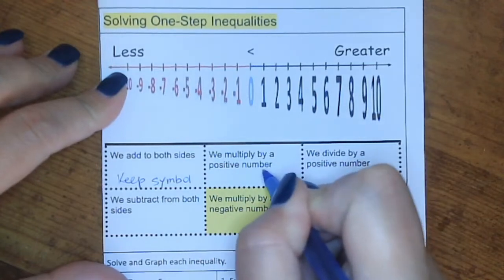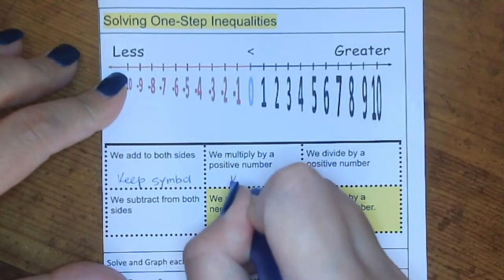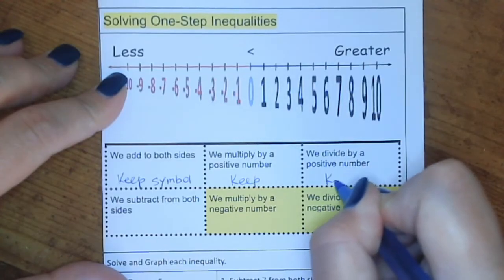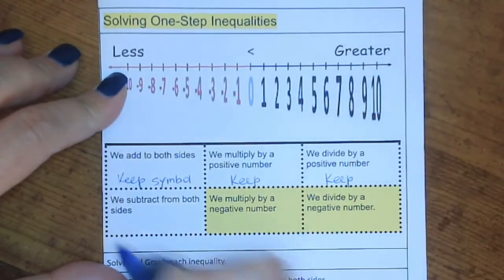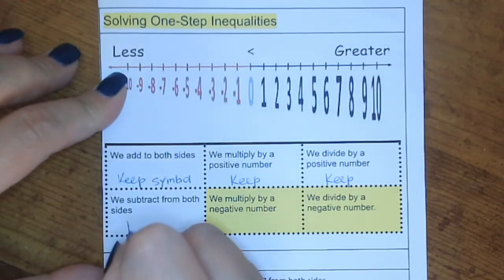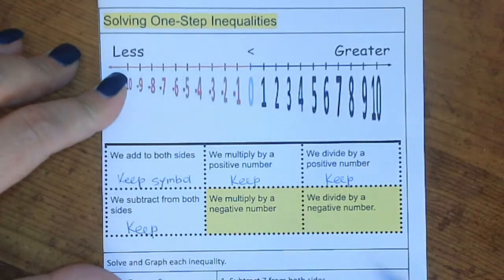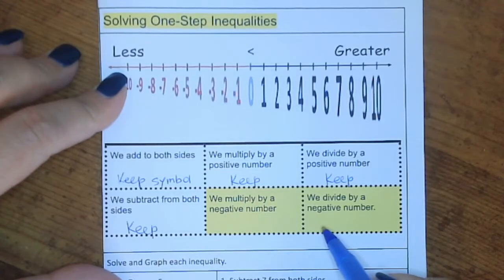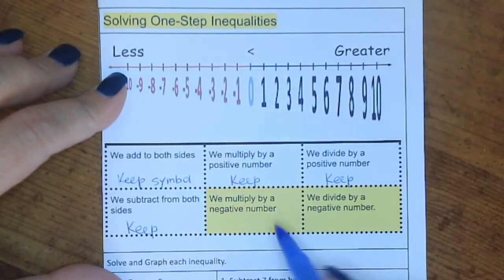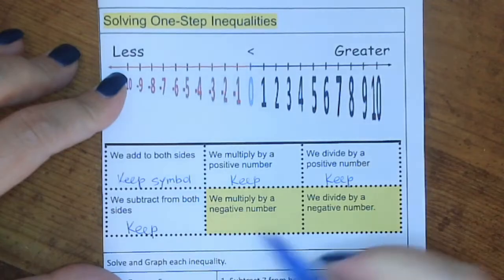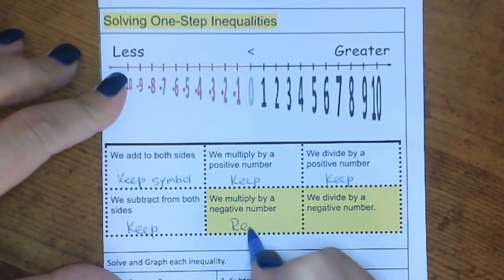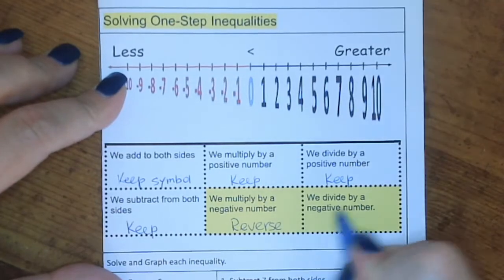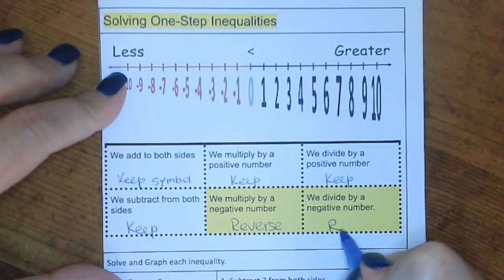When we multiply by a positive number, we keep the symbol. When we divide by a positive number, we keep the symbol. When we subtract the number from both sides, we keep the inequality symbol. And the two situations when we reverse the inequality symbol is when we multiply by a negative number, the symbol will be reversed. So reverse the symbol. And when we divide by a negative number, we reverse the symbol.